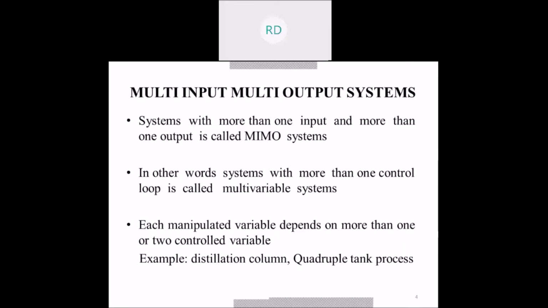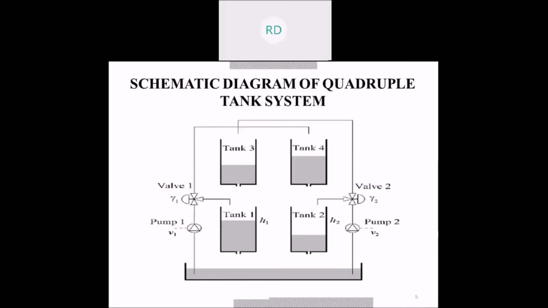A MIMO system, we know, has more than one input and more than one output. In other words, a system with more than one control loop is called a multivariable system. Each manipulated variable depends on one or more control variables. Examples are a distillation column and the quadruple tank process. Here I am taking the case study as the quadruple tank process.